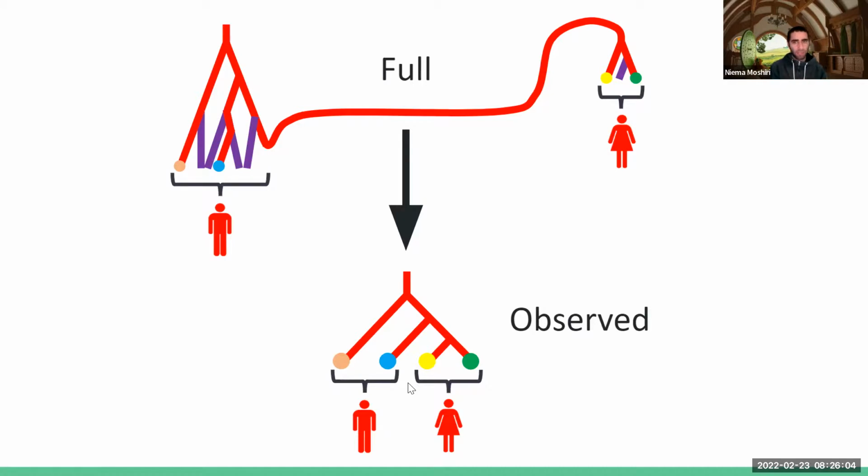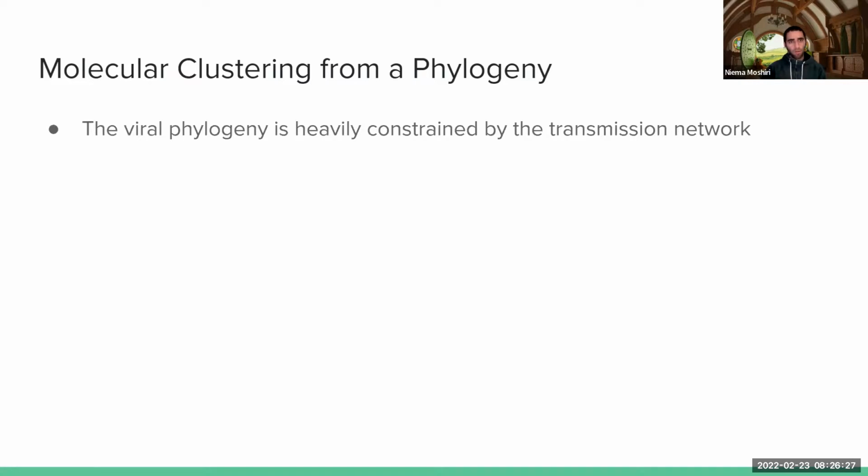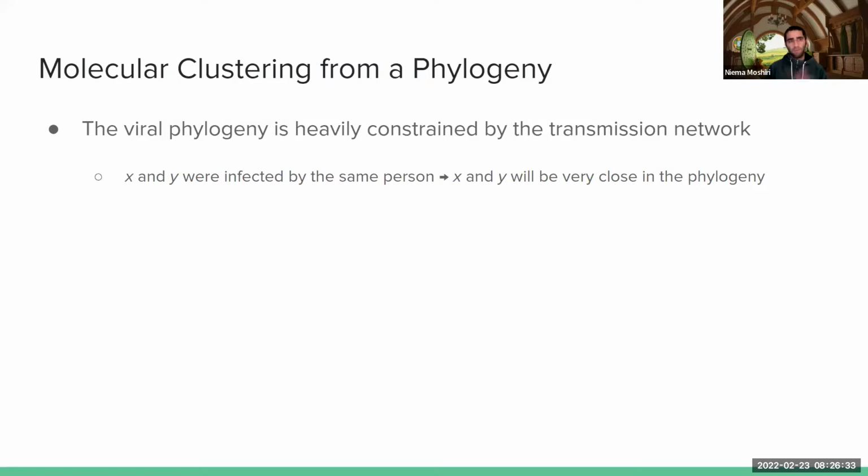And remember, in the past few weeks, we've talked about, given sequence data, how can I infer an evolutionary tree from those sequences? So we hopefully have a way of reconstructing this directly from molecular data. So now how can I use that phylogeny that I've inferred to infer molecular clusters? Well, the viral phylogeny is heavily constrained by the transmission network. Specifically, if person X and person Y were infected by the same person, if I have one sequence from X, one sequence from Y, those sequences are going to be very, very close together in the evolutionary tree.